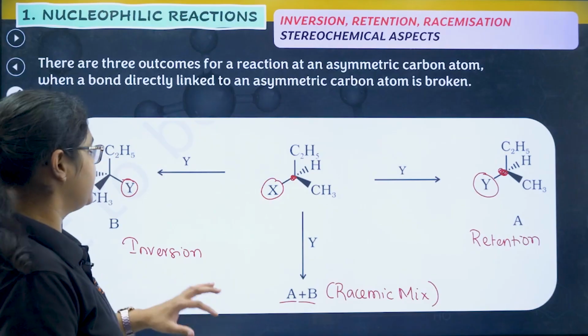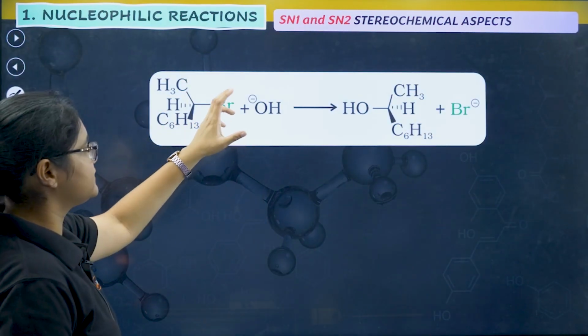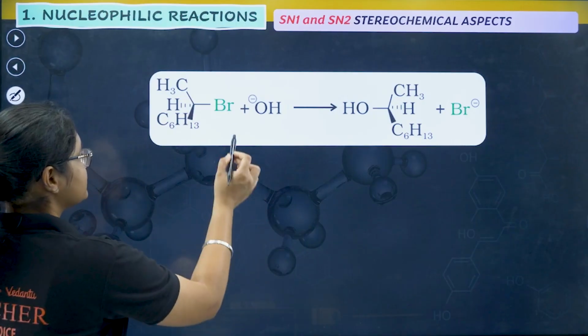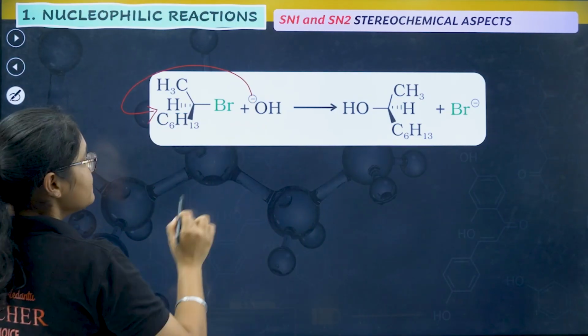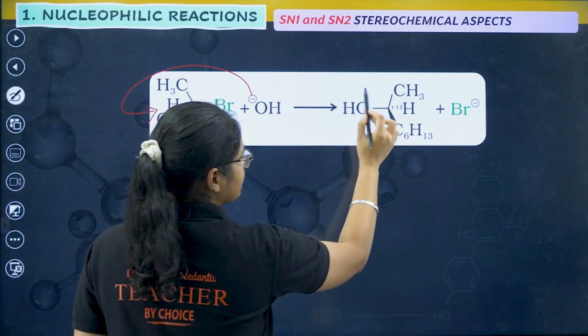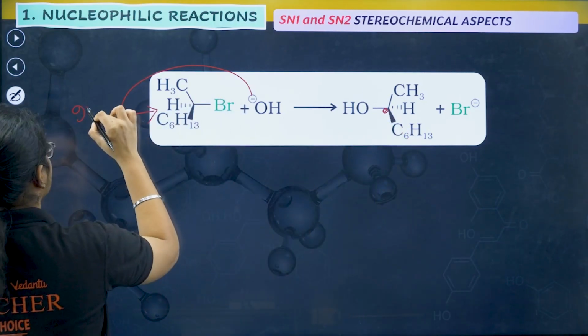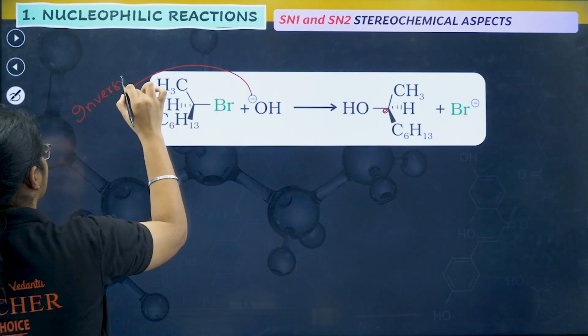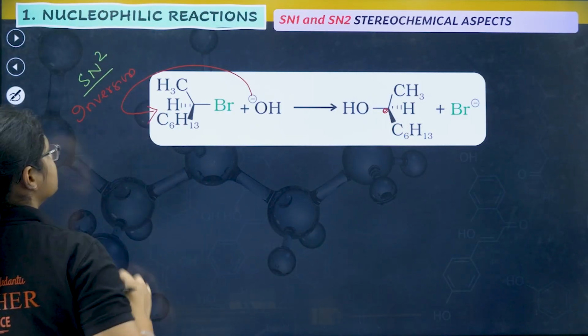Clear? So now we'll see what happens in SN1 and SN2 reactions. So if you see, this is an SN2 reaction. In SN2 reaction, what is happening? The OH minus attacks from the back side, and the configuration changes here, and this is an example of inversion. So you should remember that in SN2 we have inversion.